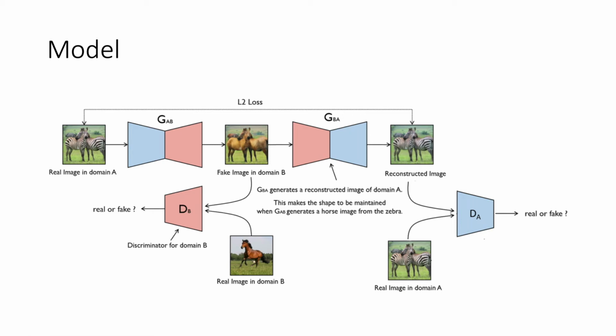So to avoid problems like this, another generator is needed to transform the data from domain Y back to an image in domain X. We need to make the regenerated input image as close as possible to the original input image.